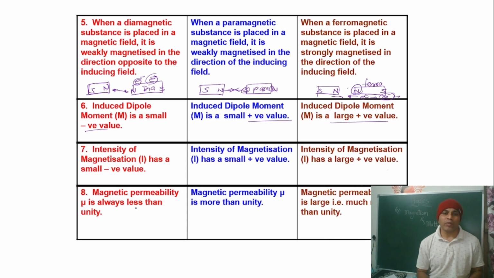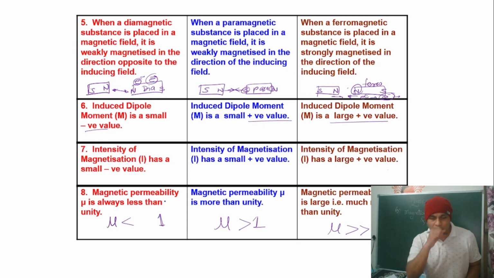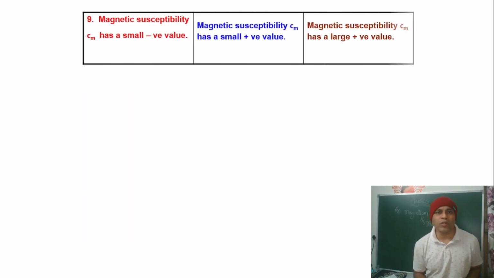Magnetic permeability mu is always less than unity for diamagnetic material. For paramagnetic material, magnetic permeability mu is more than unity. And for ferromagnetic material, magnetic permeability mu is much more than unity. Now, magnetic susceptibility Cm has a small negative value for diamagnetic, a small positive value for paramagnetic, and a large positive value for ferromagnetic.